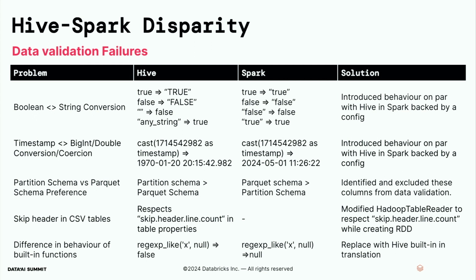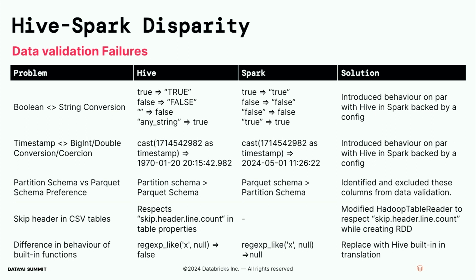If we couldn't handle a particular failure in translation, we added the Hive compatible behavior in Spark behind a config, and then enabled that config only for certain workflows or only for Hive to Spark migrated workflows. The first two are examples of that: Boolean to string casting and timestamp to bigint casting work differently in Hive and Spark. So we added the Hive compatible behavior in Spark and set the config for these workflows.